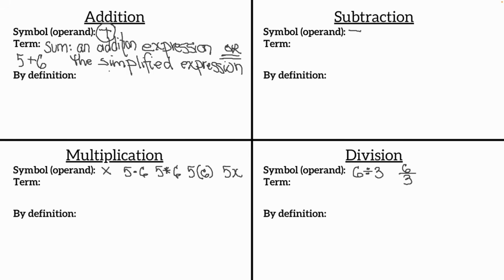So 11 is a sum. Now you might say, how is it a sum? There's no addition there. Well, it's the sum of 5 and 6. Now let's move on. We're going to learn about a lot of words like this.